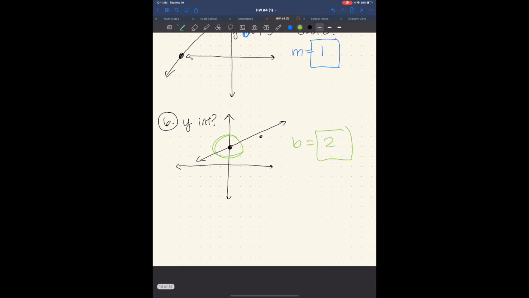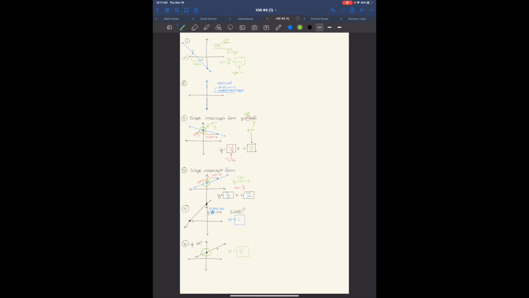So I would type in 2 to my computer. For number 7, it's asking me for the slope between 2 points. So the points are (17, negative 13) and (17, 8). So looky here, I have repeating x values.